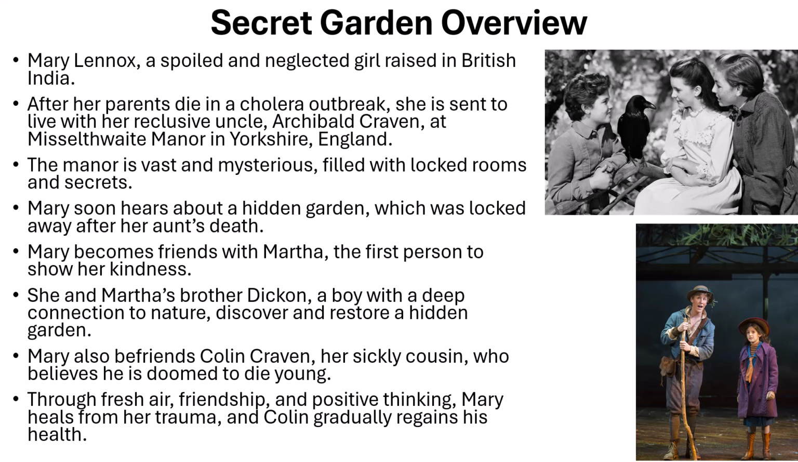Mary Lennox is a spoiled, neglected girl. She is raised in British India, so that is where we begin our story, and we'll talk about that in a minute. Her parents die in a cholera outbreak, and she is sent to live with her reclusive uncle, Archibald Craven, at Misselthwaite Manor in Yorkshire, England.